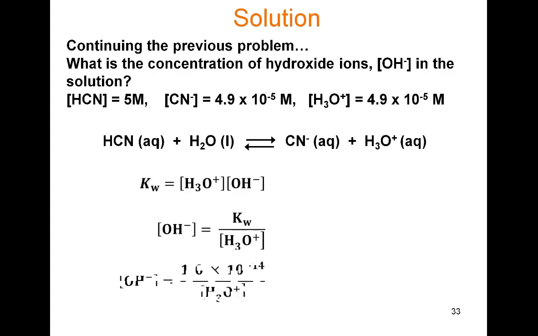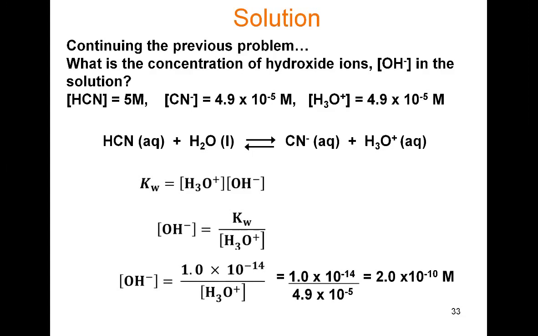Next, you plug in the values, and Kw is 1.0 times 10 to the negative 14 over the concentration of H3O plus. Plug in the value of H3O plus, and it's 4.9 times 10 to the negative 5. So do that in your calculator. And again, if you use the EE key, the calculator will know that the times 10 to the negative 5 belongs to the 4.9. If you don't use the EE key and do times 10 power, your calculator might move the times 10 to the negative 5 to the numerator.